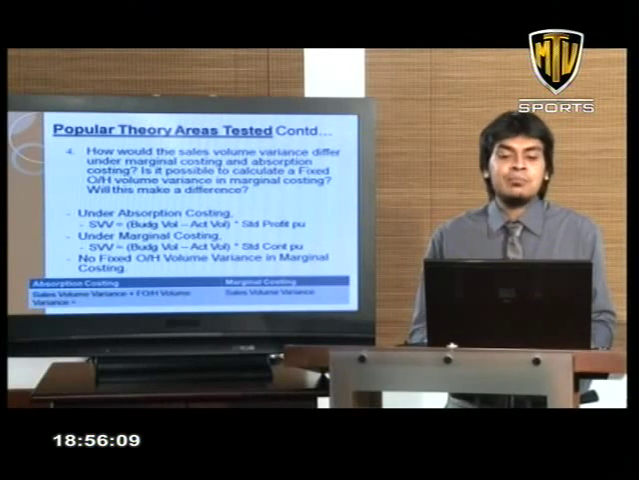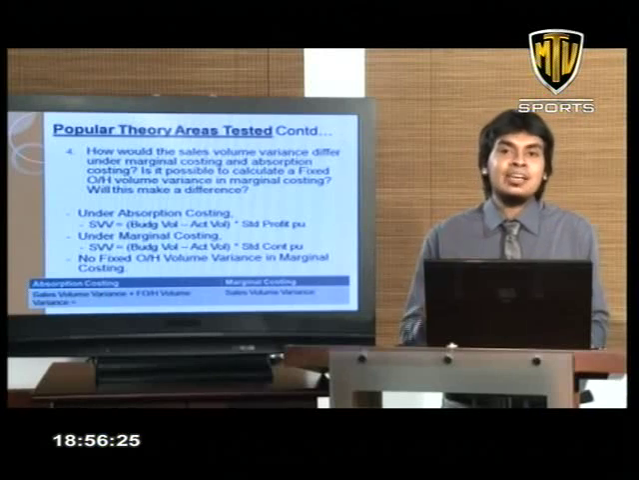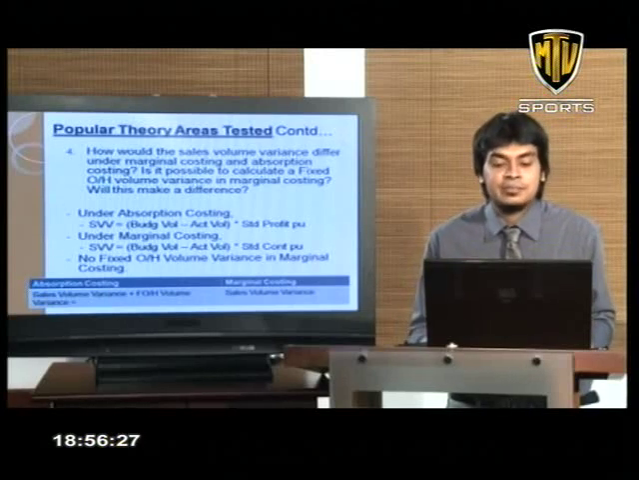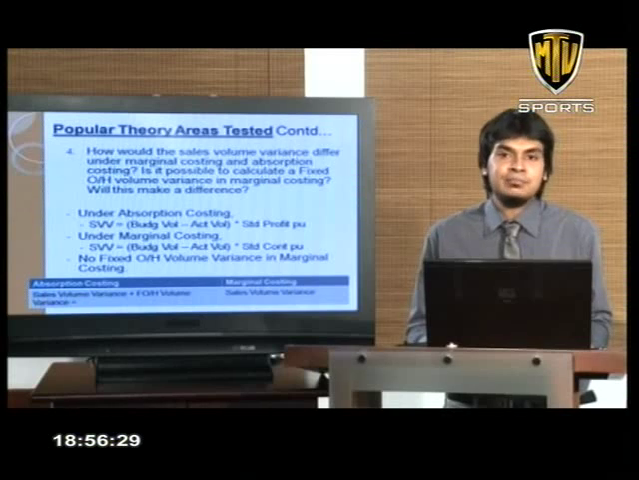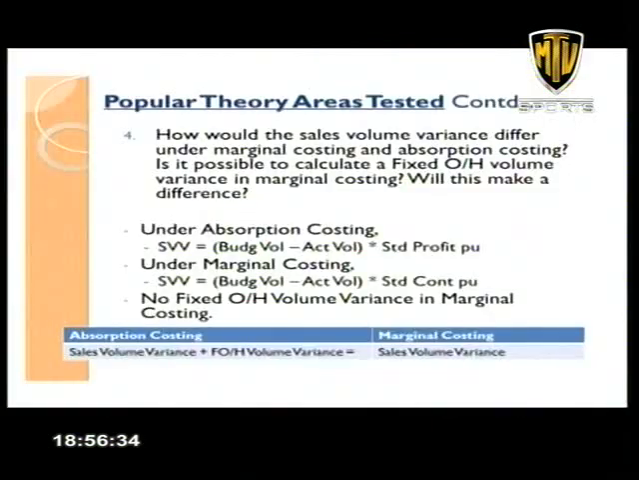And another very important or popularly tested theory area is, how would sales volume variance differ under marginal costing and absorption costing? So the main difference is, for sales volume variance under marginal costing, you will realize you're multiplying it by the contribution per unit. But under absorption costing, you will be multiplying it by the profit per unit. So therefore, the sales volume variance will differ. You will get two different answers based on whether you're using marginal costing or absorption costing.